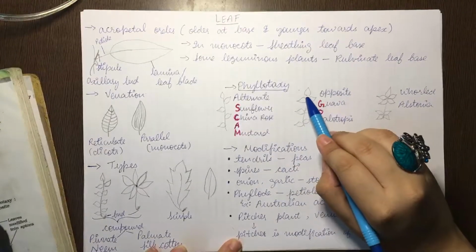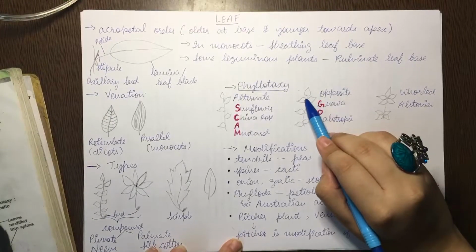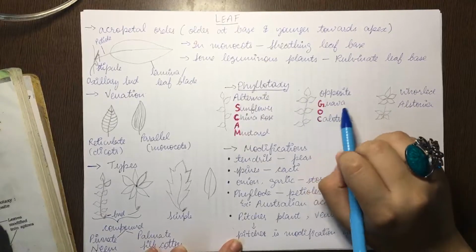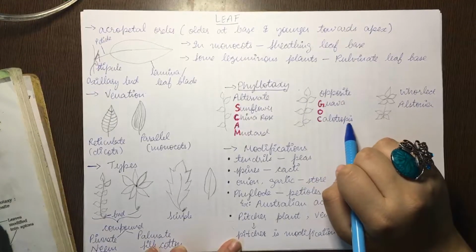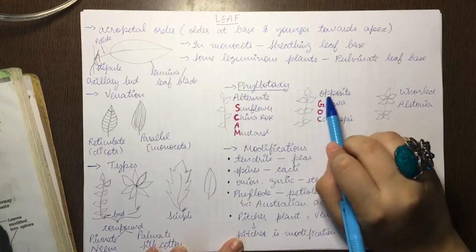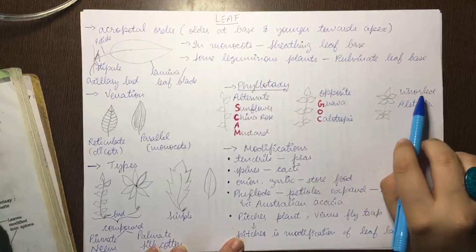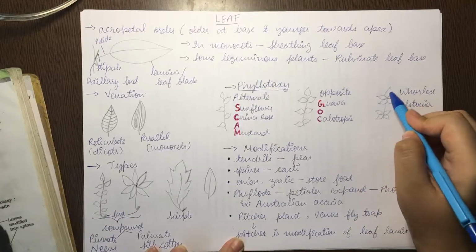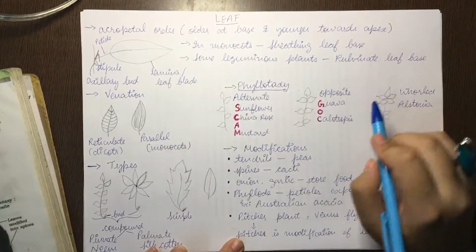Opposite, like this, same node and opposite leaves. Example: guava and calotropis, and GOC. O here reminds us opposite. Whorled is Alstonia, where from one node more than 2 leaves originate.